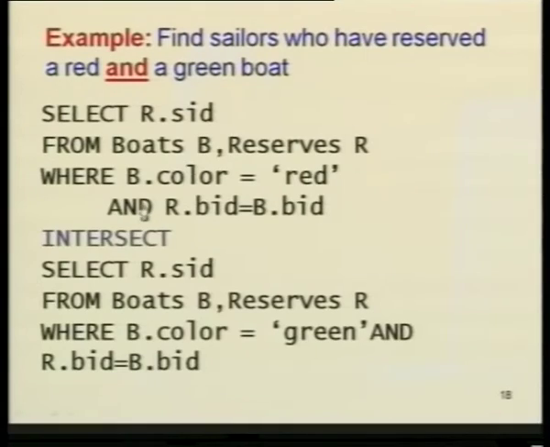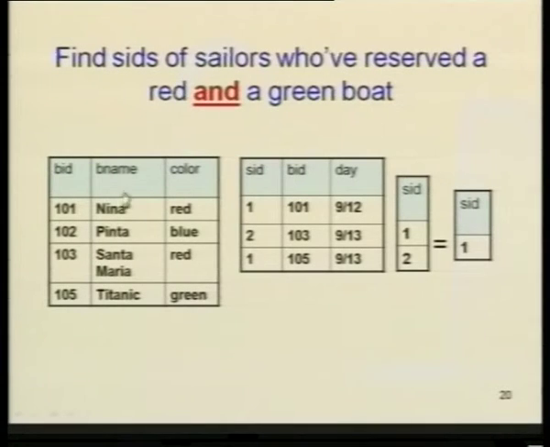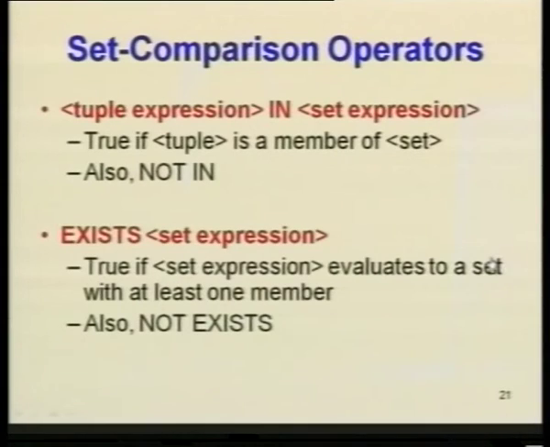Here we have used only B and R, here we have used B1 R1, B2 R2. Red boats are B1, green boats are B2, people who have reserved red boats are R1, people who have reserved green boats are R2, and if these two are the same, then you are implicitly meaning an intersection. So, if you do it this way, these are people who have reserved red boats, green boats, and then I get the intersection. So, you will get the same answer.